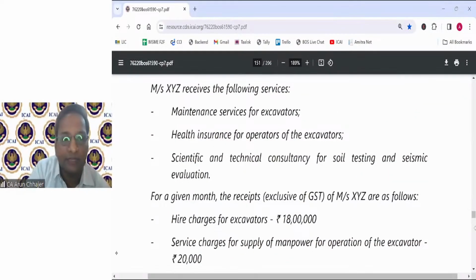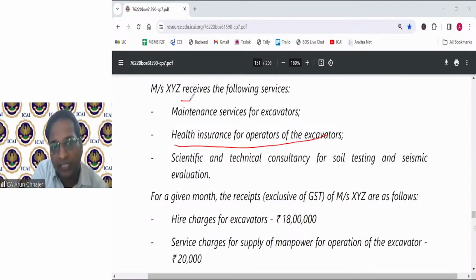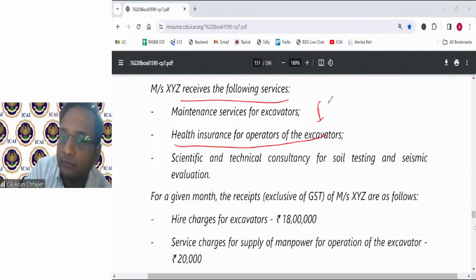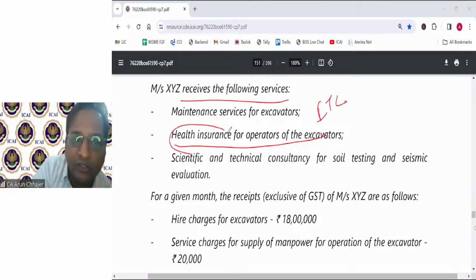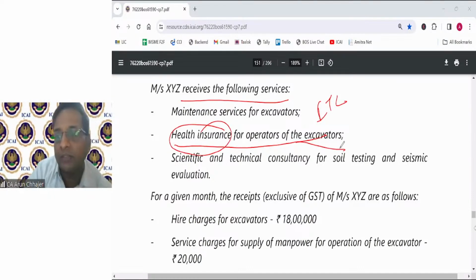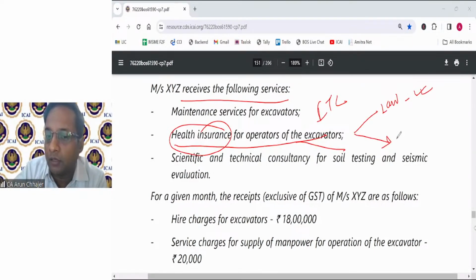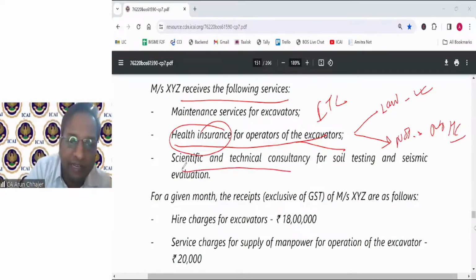Okay. Then XYZ receives the following services: maintenance of excavator, full ITC मिल जाएगा. Health insurance for operator, again we have discussed, if it is a mandatory requirement as per the law, ITC is available. If it is not mandated by law, then no ITC. Scientific and technical consultancy for soil testing, etc.